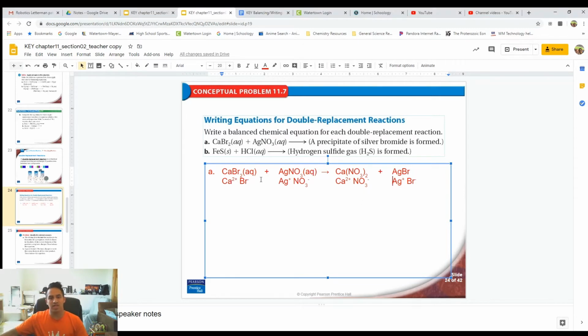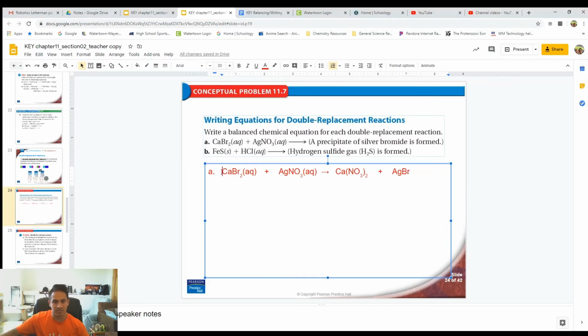Okay, so understand that when we have double replacement, these little numbers, like this little 2 here, do not go with it. This 3, however, does go with it because that is part of nitrate's formula. Nitrate is NO3. That's part of who it is. But there are no other numbers. Okay, so this is our chemical equation. We have to balance it because it's not balanced.